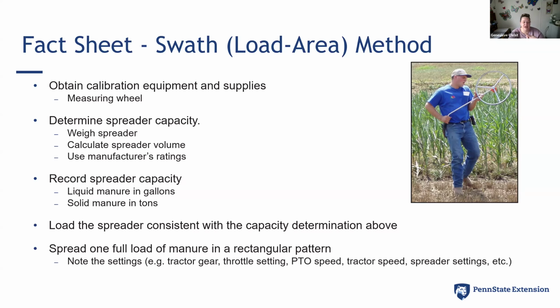Then we want the operator, the farmer, to spread 1 full load of manure in a rectangular pattern. That rectangular pattern just makes things easier for you. We also want to note settings. Again, tractor gear, throttle settings, PTO, speed, spreader settings, all of that. We want to make sure that we are noting those things as we're going through this process.